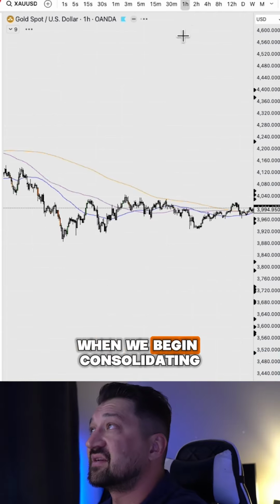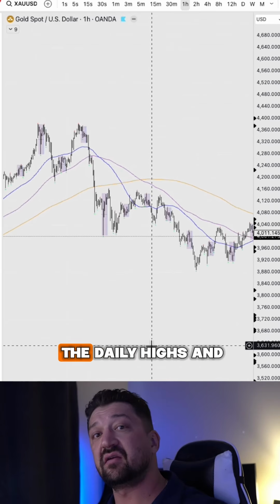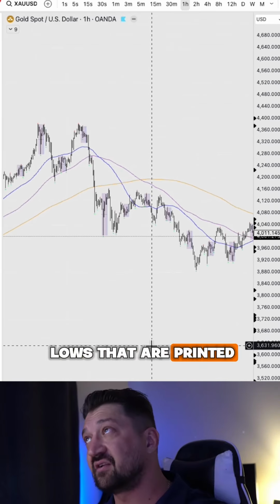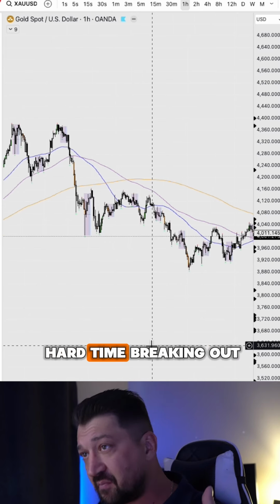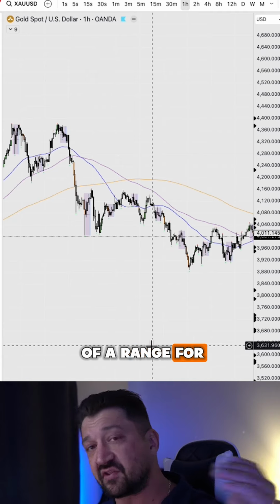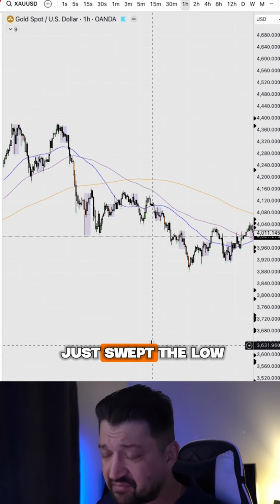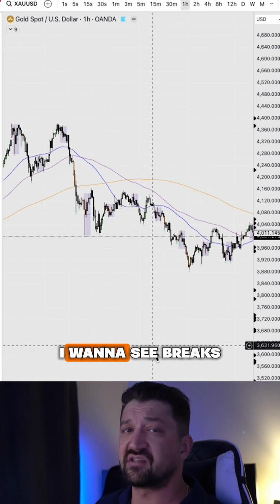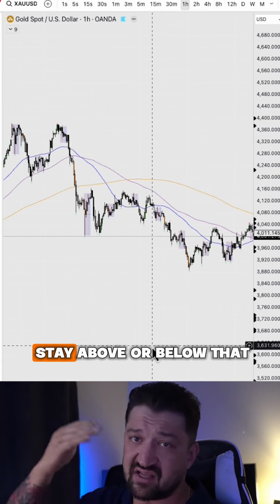When we begin consolidating, I basically look at the daily highs and lows that are printed, and essentially if price has a hard time breaking out of a range for 3 days in a row, and when I say breaking, like if it just swept the high or just swept the low, that's not breaking to me. I want to see breaks with momentum, with imbalanced candles. I want to see price stay above or below that.